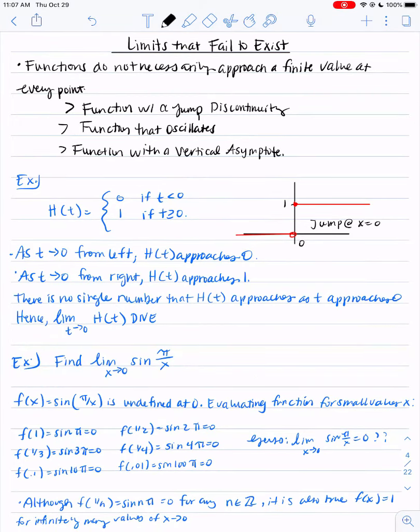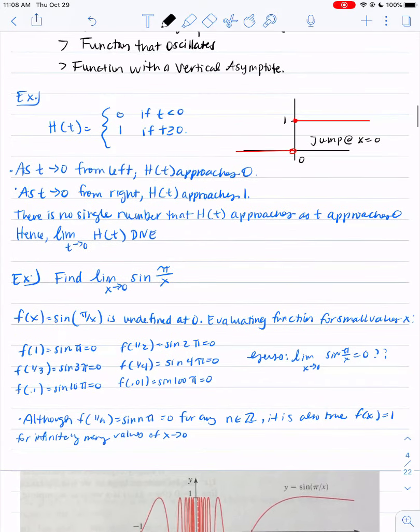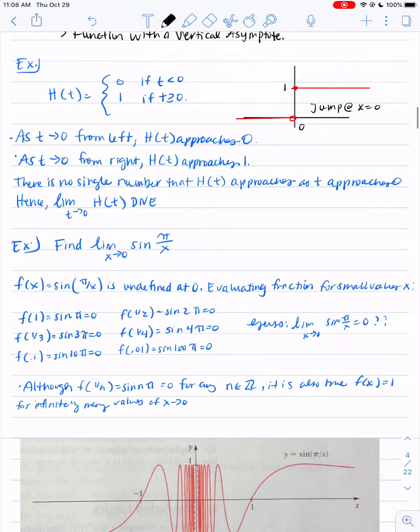Okay, so limits that fail to exist. Functions do not necessarily approach a finite value at every point. So sometimes we have a function with a jump discontinuity, a function that oscillates, and then a function with a vertical asymptote. And so in these cases, our limit doesn't exist.